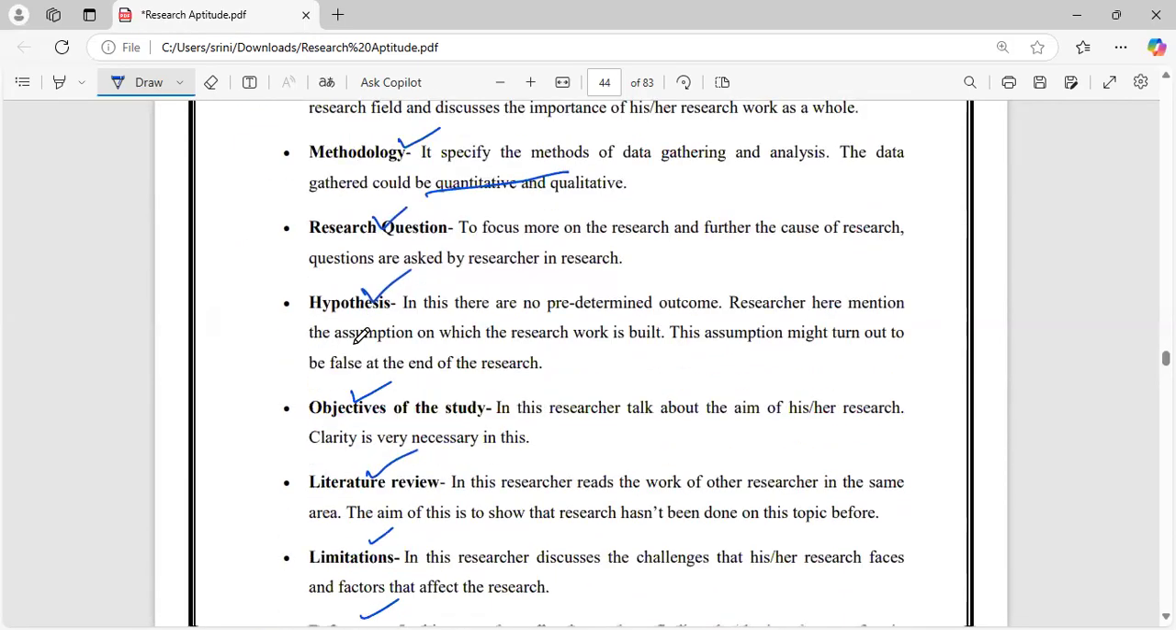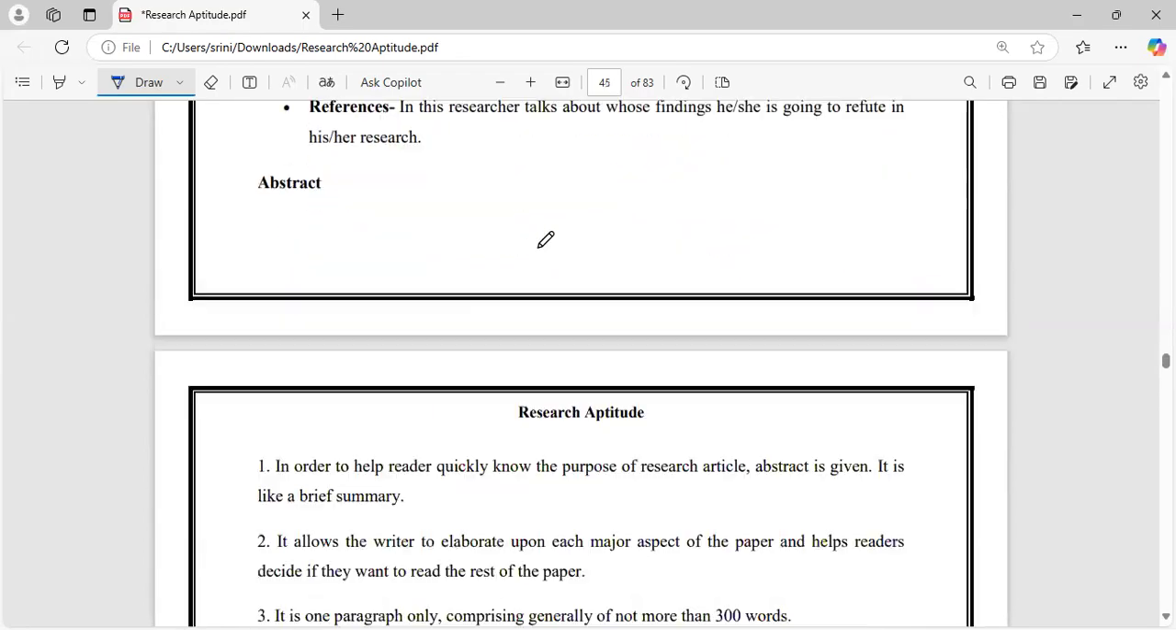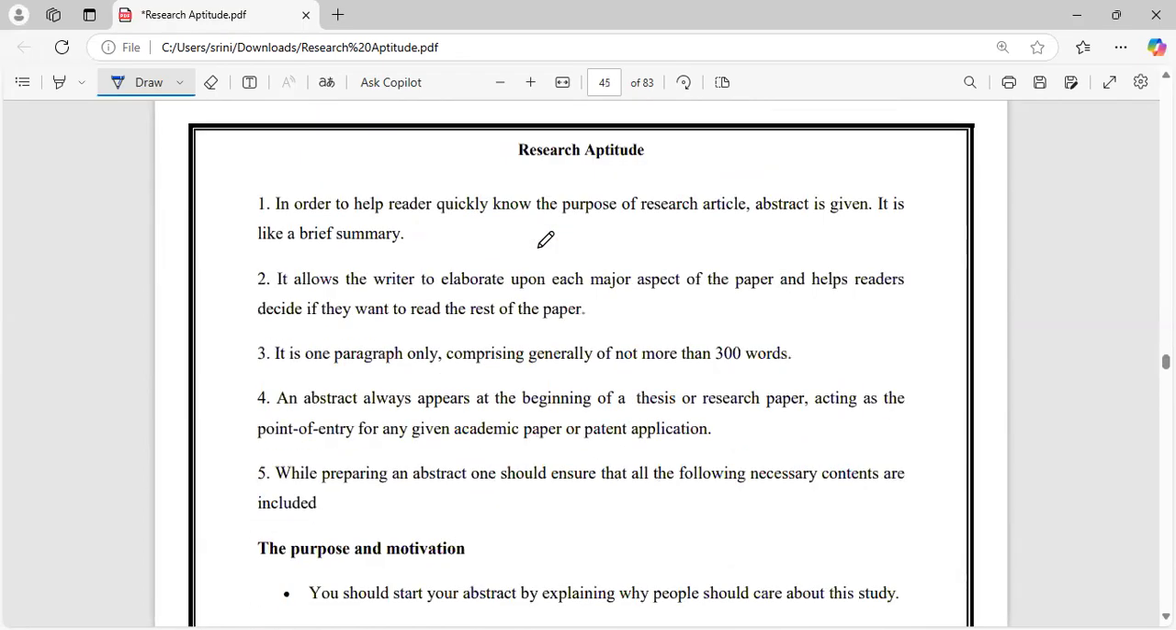These are to be added in the synopsis. Abstract, we all know abstract. It is a grasp of the entire research work. In order to help the reader quickly know about the purpose of the research article, the abstract is here. It is like a brief summary.